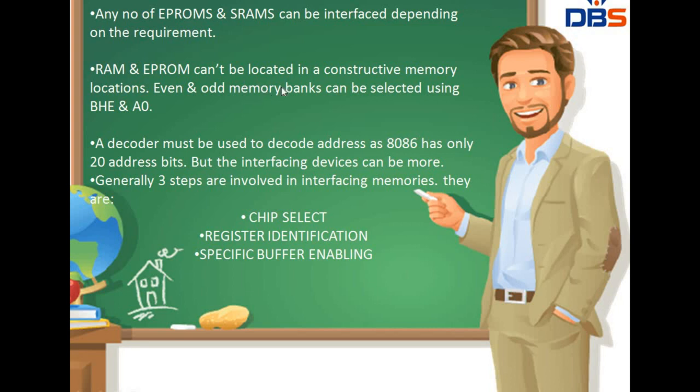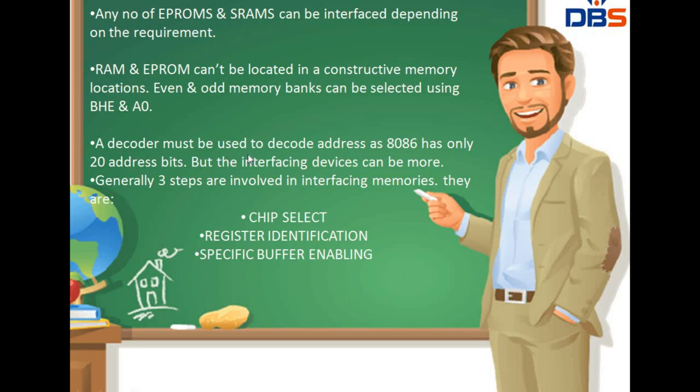RAM and EEPROM cannot be located in a contiguous memory location. Even and odd memory banks can be selected using BHE and A0. Suppose, as I have already told you, that the memory is divided into an even bank and an odd bank. So it is not located in a contiguous way, that means in a pattern. It has been divided into even bank and odd bank. Wherever the location may be, the data will be fetched by using BHE and A0.